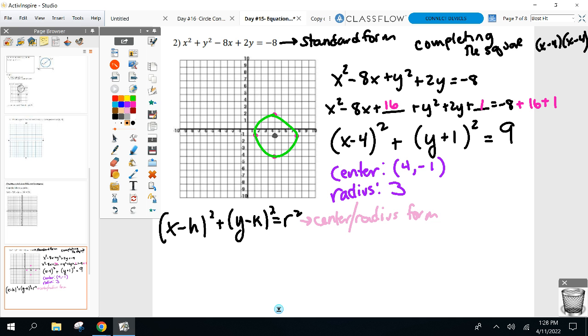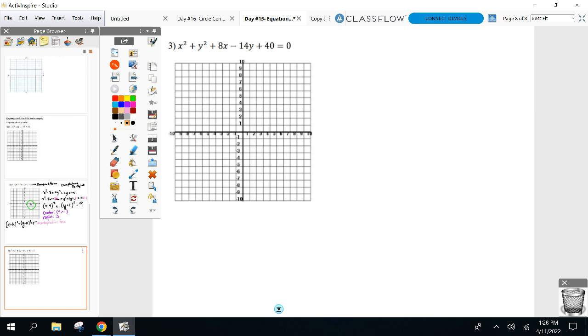All right, I want to start calling on a couple people to see if we're picking this up or not. All right, next one, standard form. First step, get the single number over, which it is not, and group the x's and the y's, which it's not either. So everyone, rewrite this equation. X squared plus 8x plus y squared minus 14y. Kick that 40 over, -40.